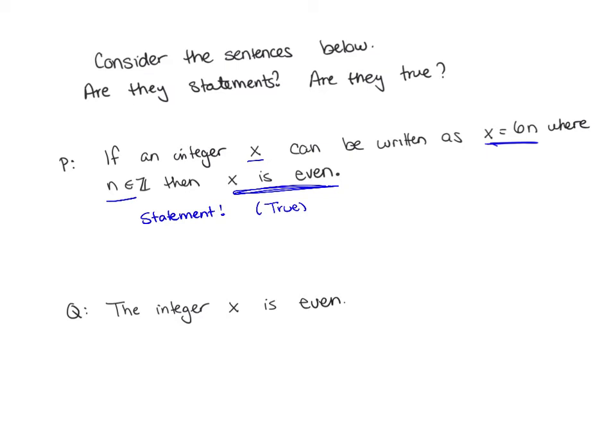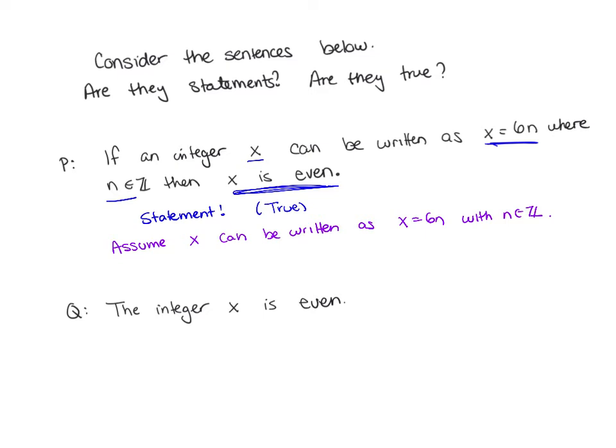I think it's good practice to see some proofs before we actually have to start writing them ourselves. So I'm going to go ahead and show you what a proof of this might look like. Usually I'm going to start a proof like this by assuming the if expression. So I'll assume x can be written as x equals 6n, with n in Z. And we'll see later when we talk about conditional statements why we might want to assume this.